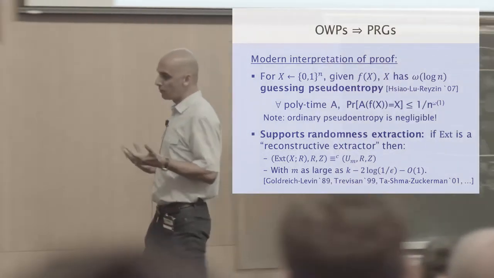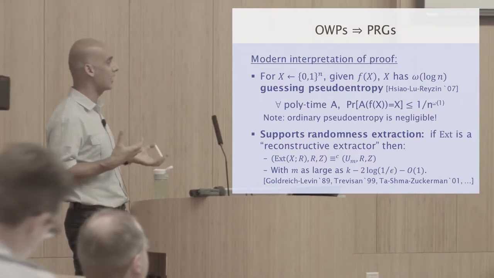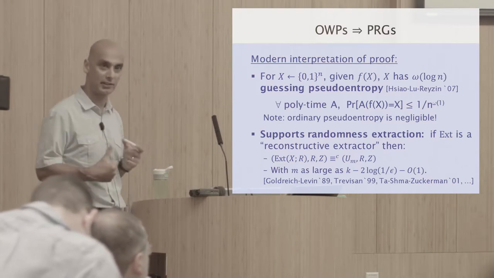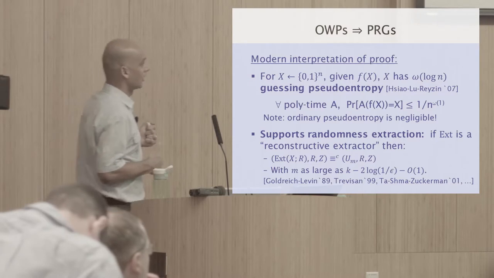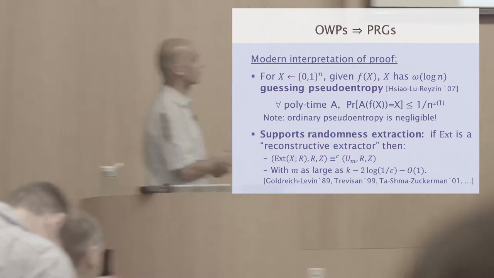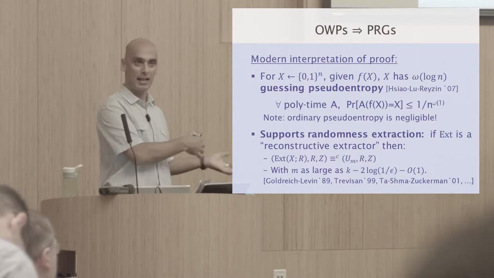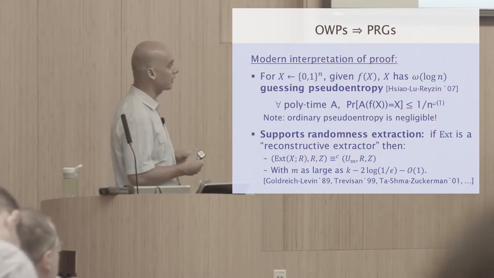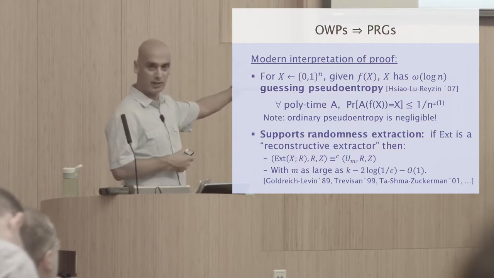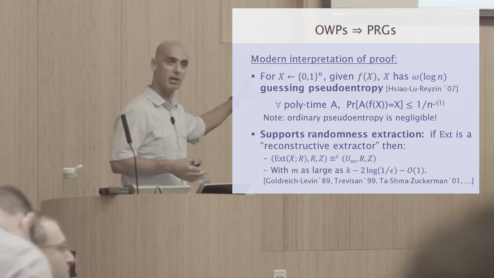And one of the many modern interpretations of the Goldreich-Levin theorem is saying that the inner product mod 2 extractor is a reconstructive extractor. I was originally thinking I would go into some details on defining formally what a reconstructive extractor is and how Goldreich-Levin can be seen as one, but for the sake of time, we won't be using the notion of reconstructive extractor again when we talk about pseudorandom generation from one-way functions. I think I will just stop here on that.